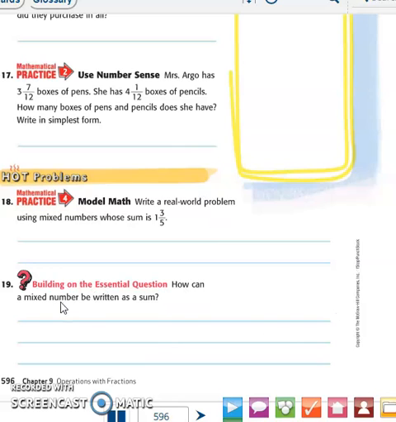Okay? How can a mixed number be written as a sum? This is basically asking you to put in word form what they've given you in the first example and a little bit the second example, but the first one is probably easier for you to refer back to. So writing out in your own words what it said for you to do in example number 1. And you should be able to do all of this page.